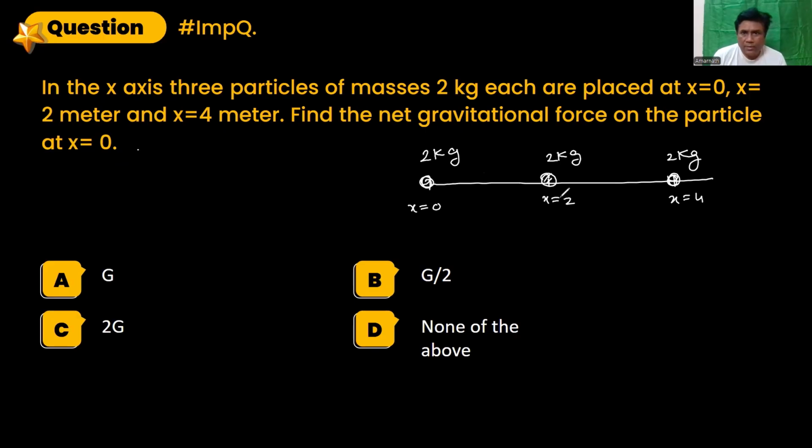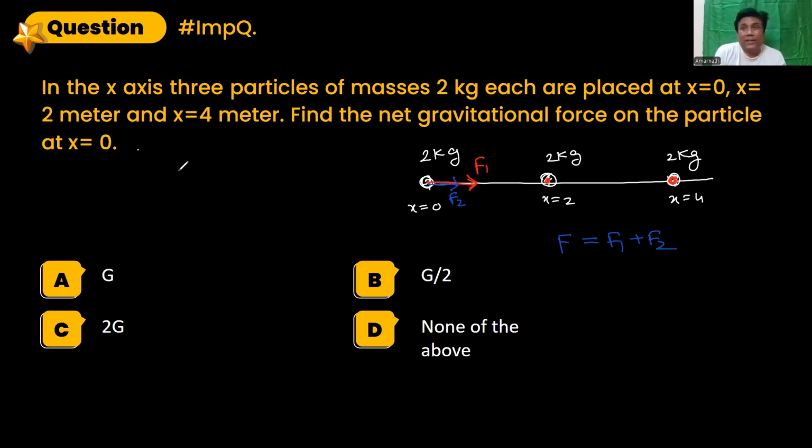First of all, this 2 kg will apply a force, this is F1. So it will be a pulling force only. And this 2 kg also will attract, so this also will be in the same direction. This is F2. F1 and F2 are in the same direction, so the resultant force will be simply F1 plus F2, because they are in the same direction.